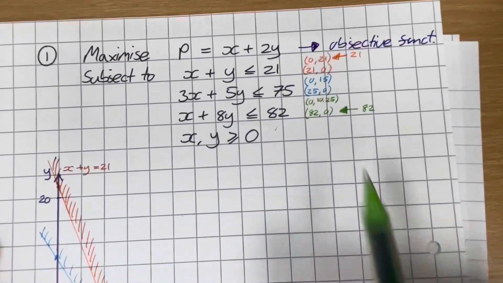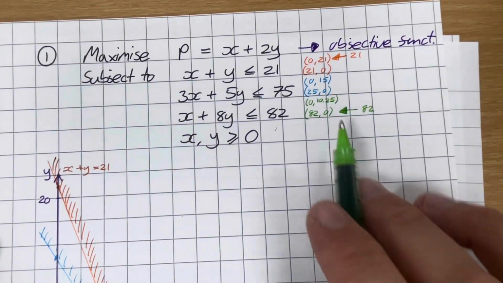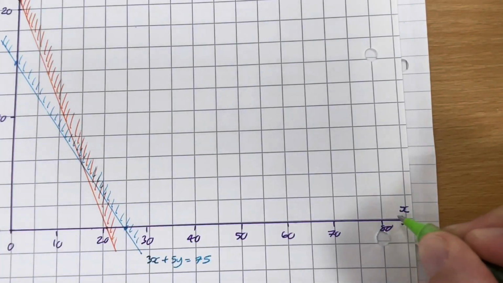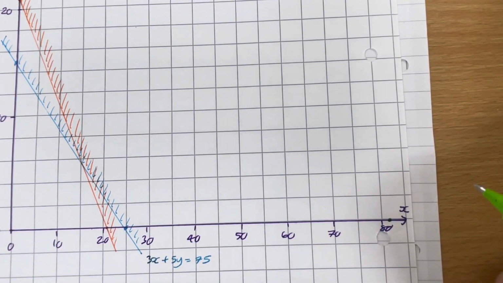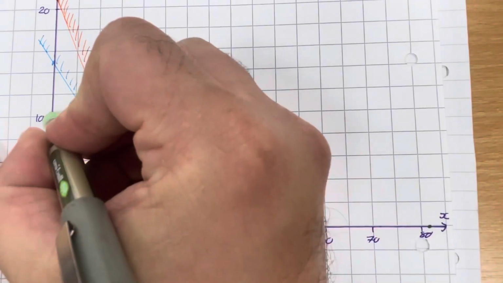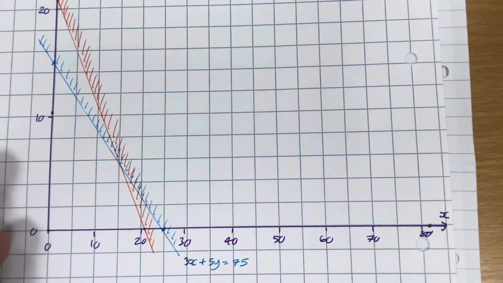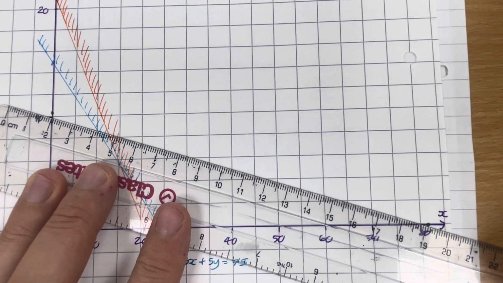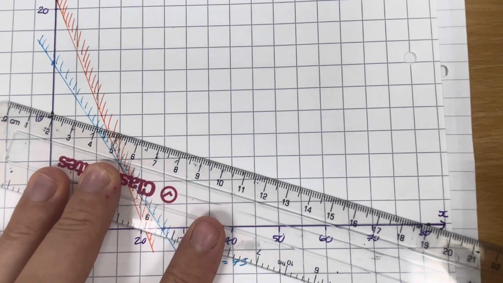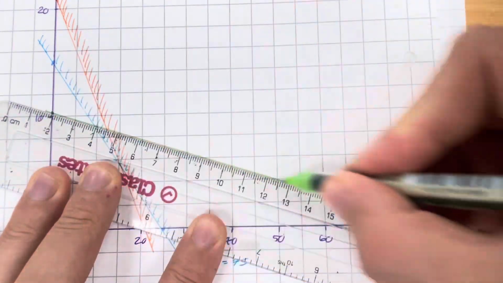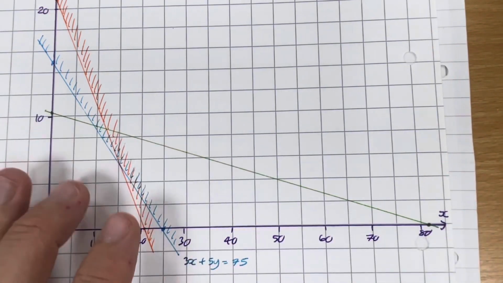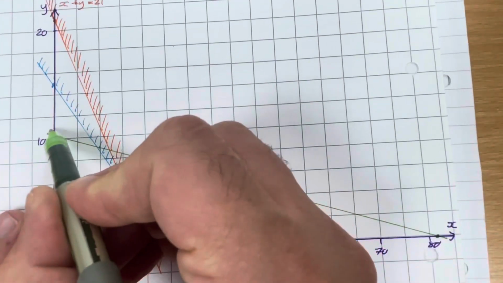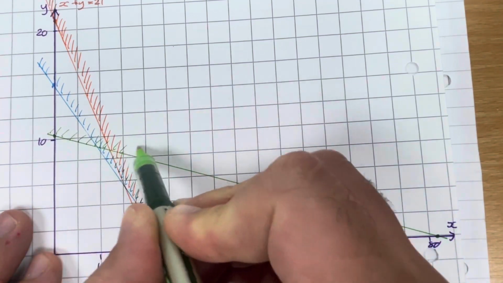Final inequality, got 10.25 on the y-axis and 82 on the x-axis. So 82 is going to be about there, and 10.25 is going to be about there. Again, join them up with a straight line. Like that. The origin again satisfies this inequality, so it's the top side of this line I'm going to shade.